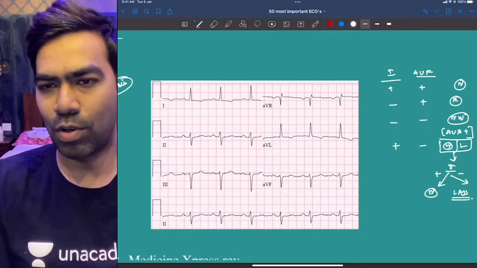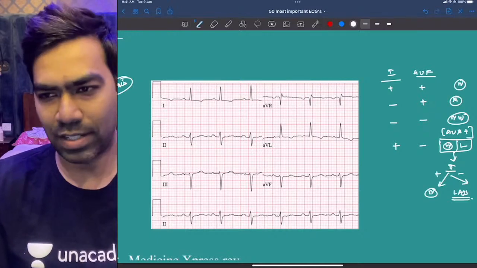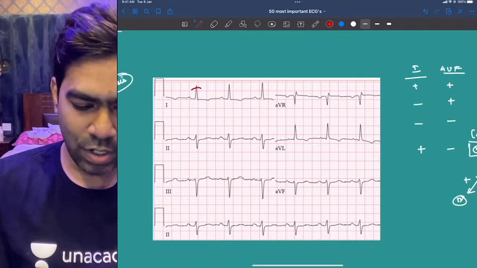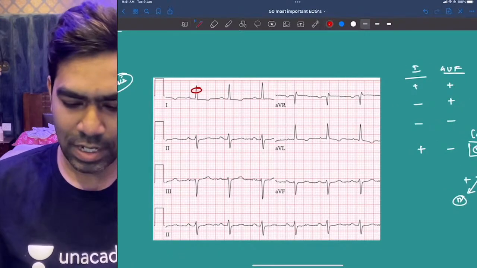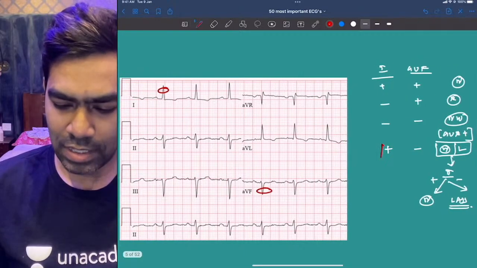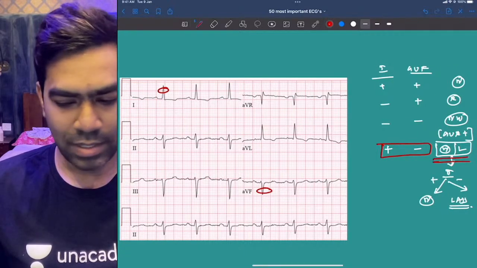We are not going to talk about what are the causes of right axis deviation and left axis deviation. But nevertheless, look at this EKG. In this EKG, lead 1 is showing primarily positive complexes and lead AVF is showing primarily negative complexes. So we are in this domain. So it could be normal axis or left axis.